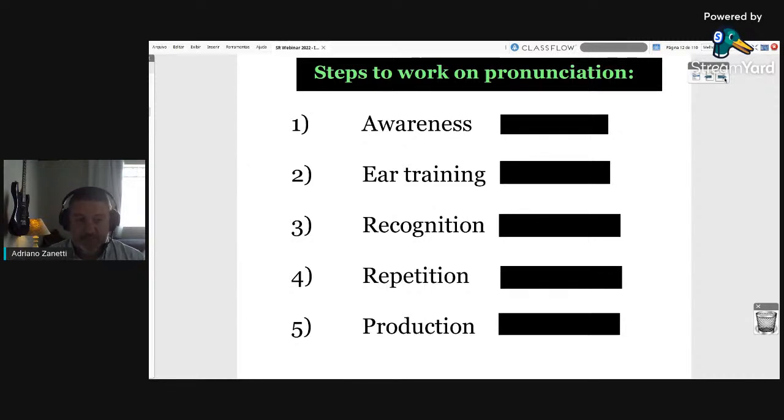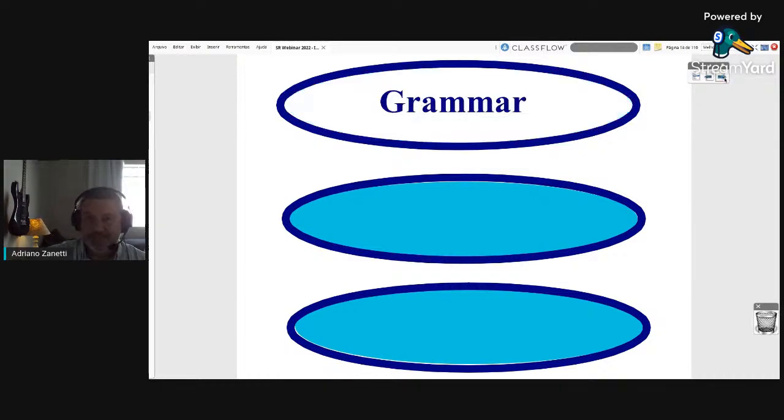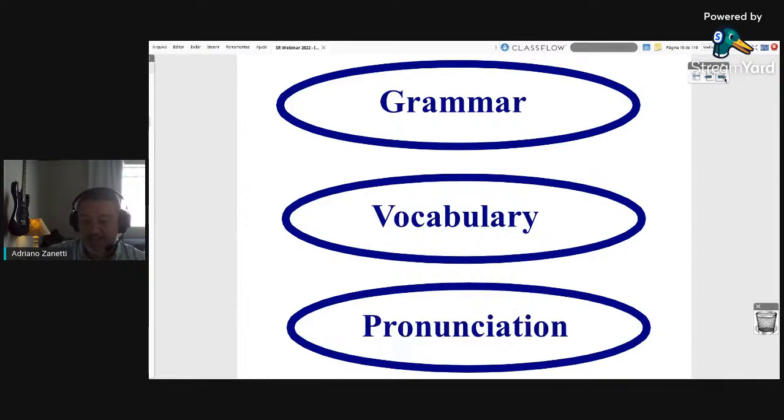Mind you, we're not asking for 100% native-like pronunciation. That's not the case. What we're trying to do is to get different from our pronunciation and close to what English is. Nobody wants to get 100% native-like pronunciation unless you are really demanded to do that. And how can we do that? 3 areas basically: grammar, vocabulary, and pronunciation.